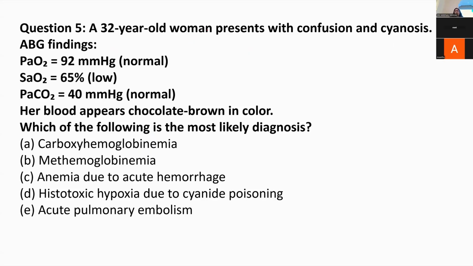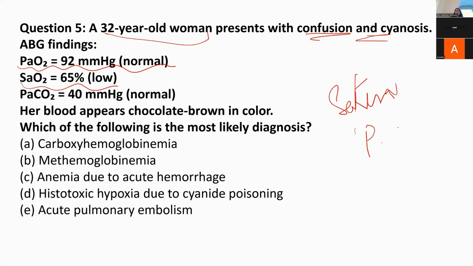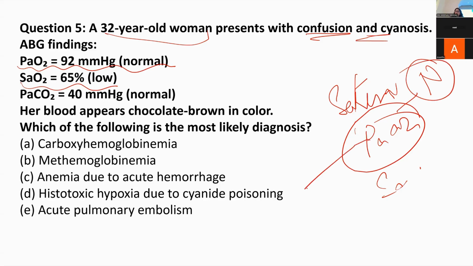A 32-year-old woman presenting with confusion and cyanosis. Now here look once again. Partial pressure of oxygen is normal, but the saturation is low. We just studied the saturation gap. What is the saturation gap? Difference between partial pressure of oxygen and saturation. So partial pressure of oxygen is normal, that is dissolved oxygen is normal, but the bound oxygen is less.